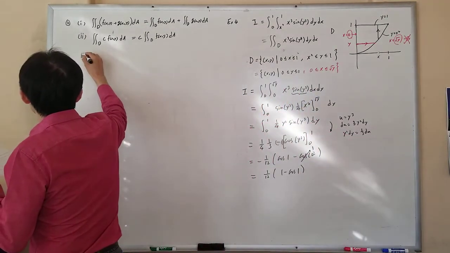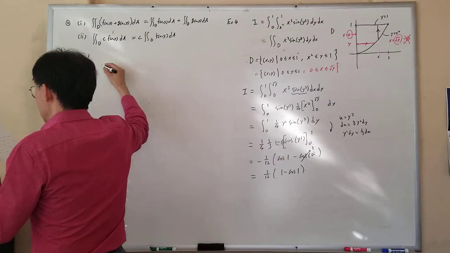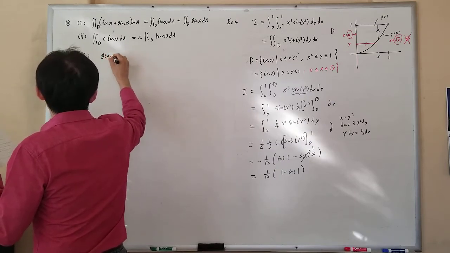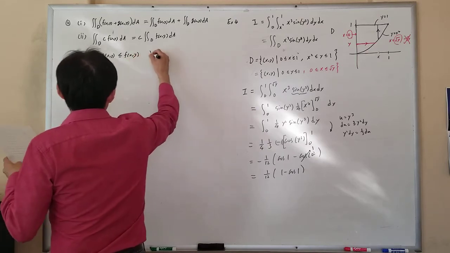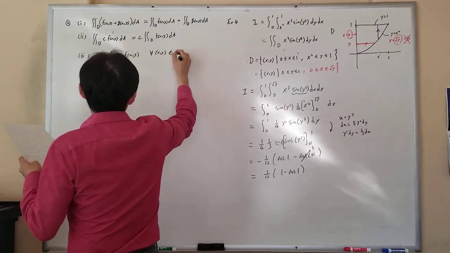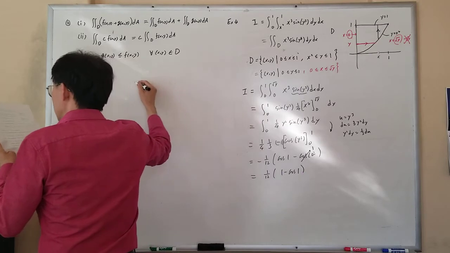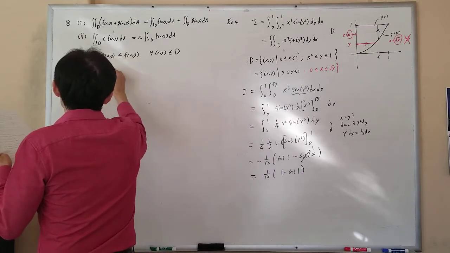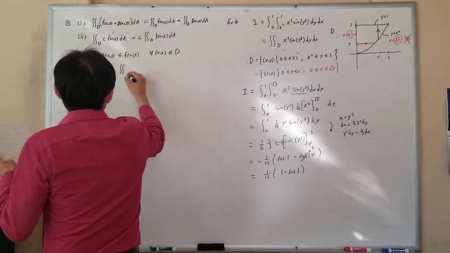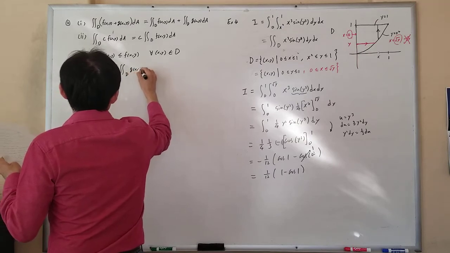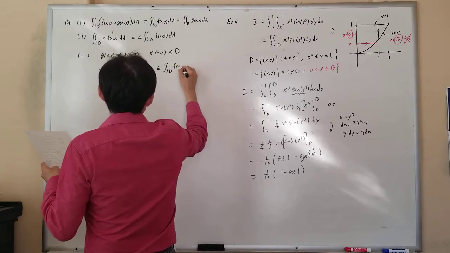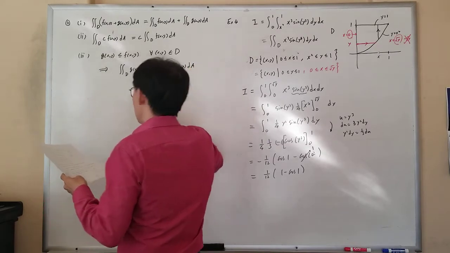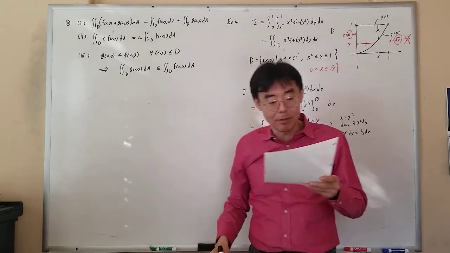And third, if f of x y is greater than g of x y for all x y in the domain, then the double integral of the smaller function is smaller than the double integral of the larger function, just like the one-variable definite integral.